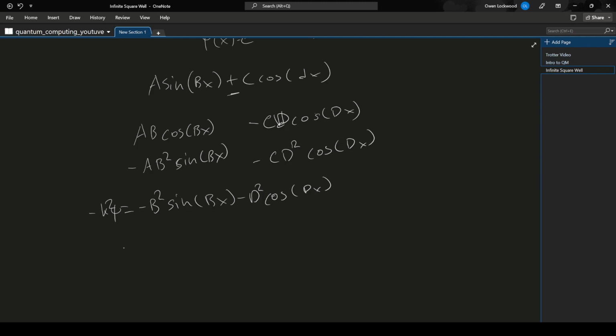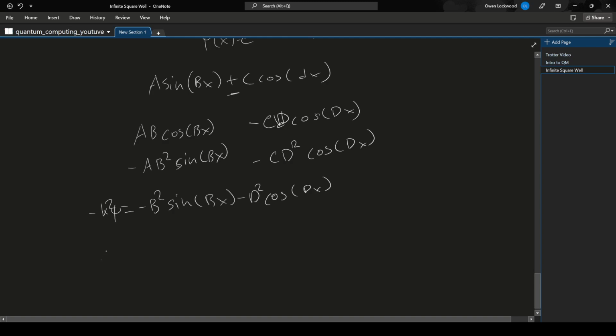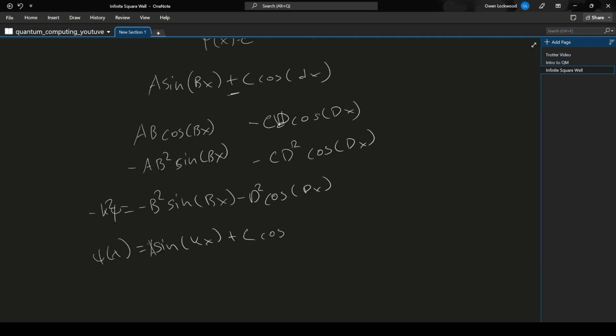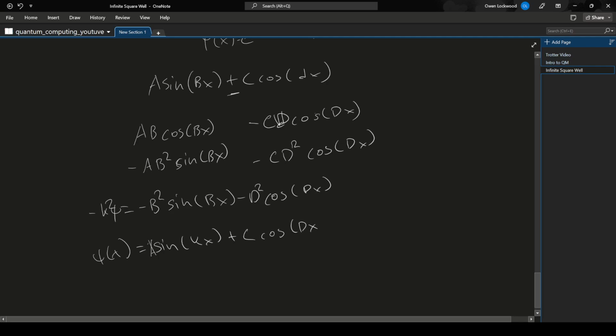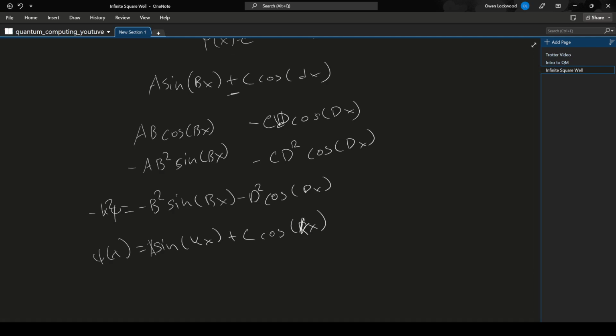Right, so we have our answer here. We know that our original equation is going to be of the form sine of kx plus, now we still have our a and c here, cosine of dx. Sorry, this is k now. We established that this is k. And the reason I put them back in is because now we have some important boundary conditions.